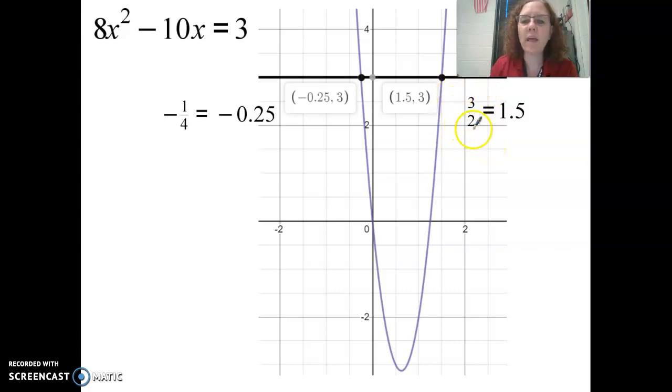So again, what we found is the x values of where these two things cross. And I'm focusing on the x values because I have x's in my question. So I'm focusing on the x values here. All right, let's do one more.